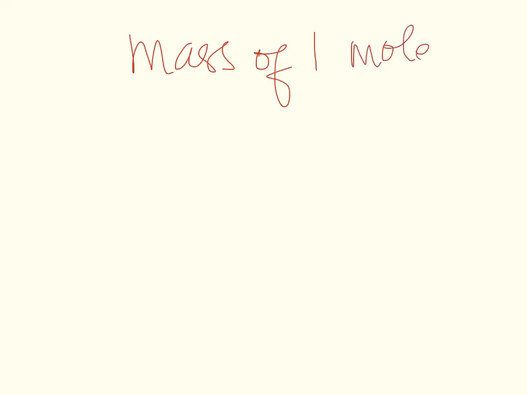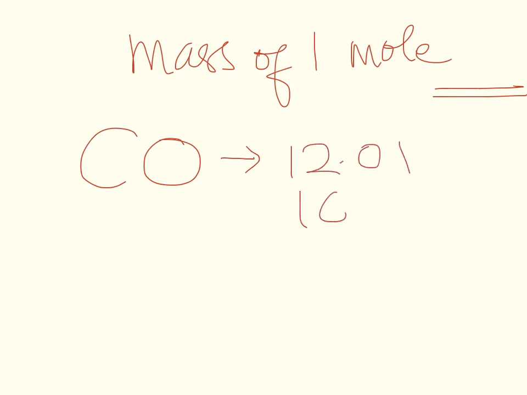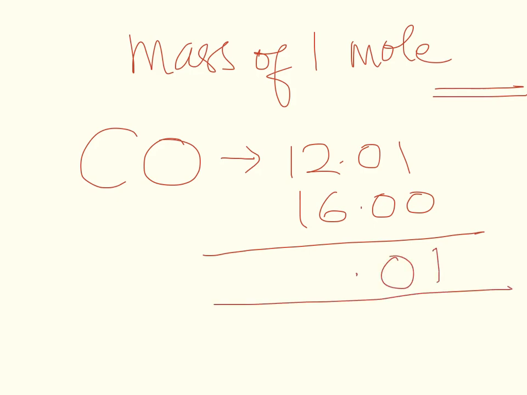When you are asked to find the molar mass, that means the mass of 1 mole of a substance, any substance, atom or molecule or ion, you have to get the atomic masses from the periodic table and add them up. So if you were to get the mass of carbon monoxide, for example, carbon is 12.01, oxygen is 16.00, add these and you will get the answer as 28.